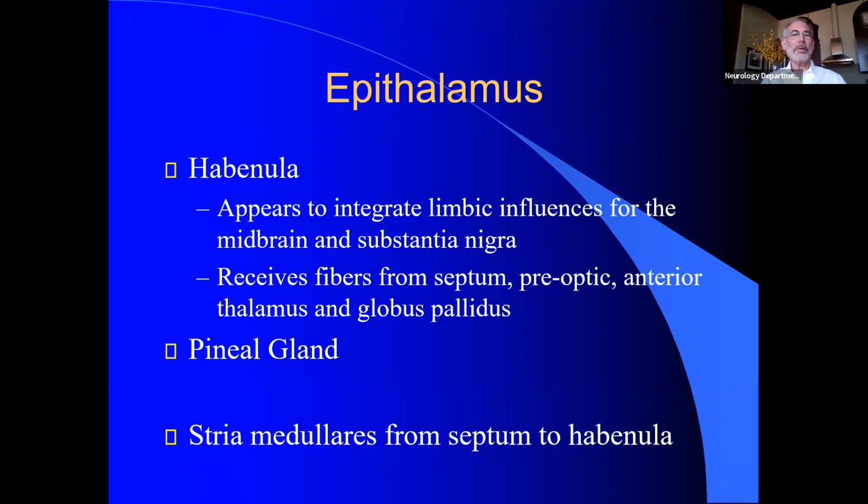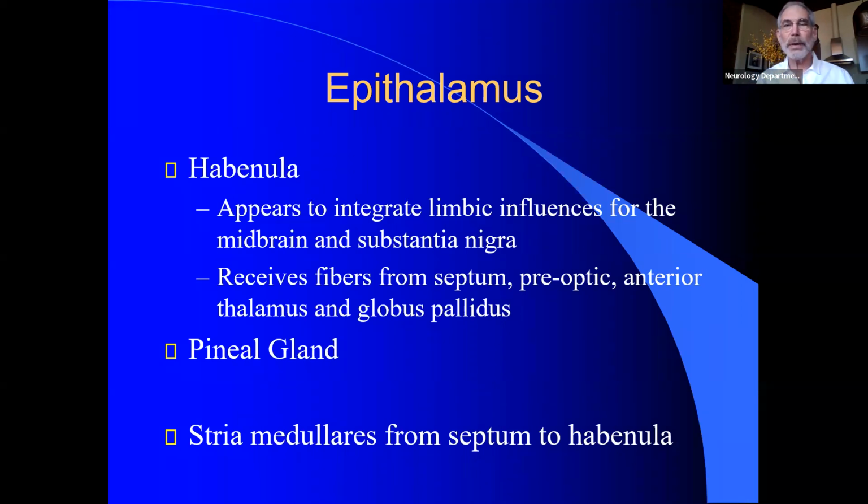Focusing for a moment on the epithalamus, which we defined as having the habenula and the pineal gland. The habenula is a structure studied by one of my mentors, Dr. Nick Len, who taught me a lot of pediatric neurology as well as a lot of anatomy. Dr. Len studied the habenula. It appears to integrate limbic influences and contribute those to the midbrain and substantia nigra.